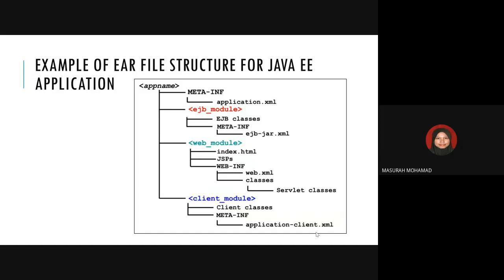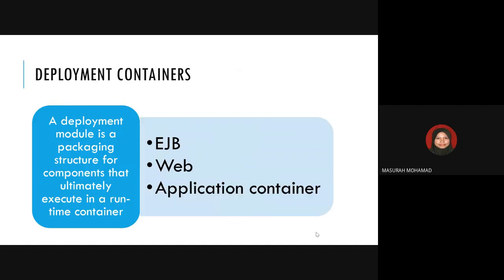So what may an EAR contain? These are the files that might be contained in the EAR. Okay, so deployment modules. A deployment module is a packaging structure for components that ultimately execute in a runtime container. So a deployment module may consist of an EJB, a web module, and also the application container.